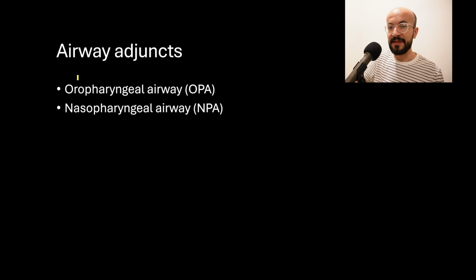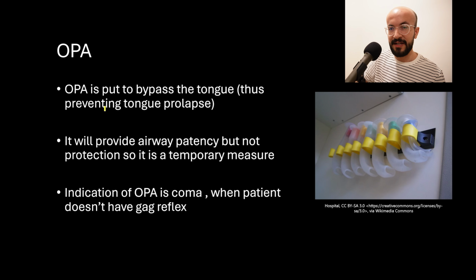Now let's talk about the airway adjuncts. We have two types of airway adjuncts: the oropharyngeal airway, the OPA, and the nasopharyngeal airway, which is the NPA. The oropharyngeal airway is put in to bypass the tongue, thus preventing tongue prolapse in unconscious patients. It will provide airway patency but not protection, so it is a temporary measure until the definitive airway is made.